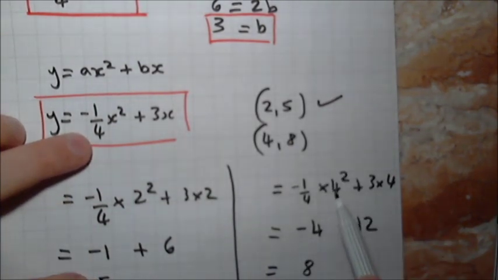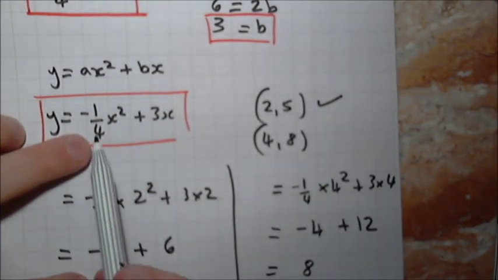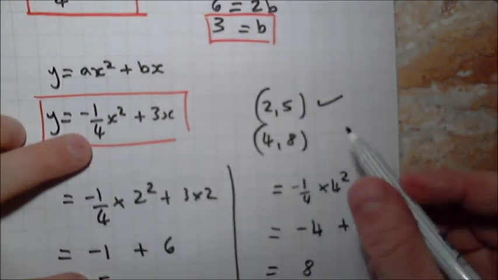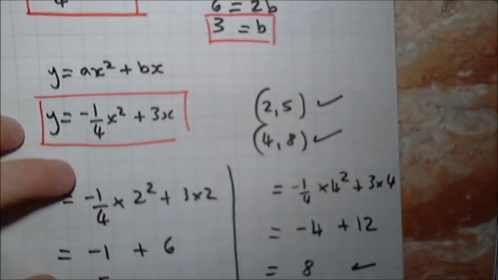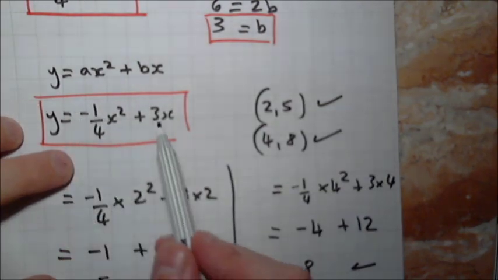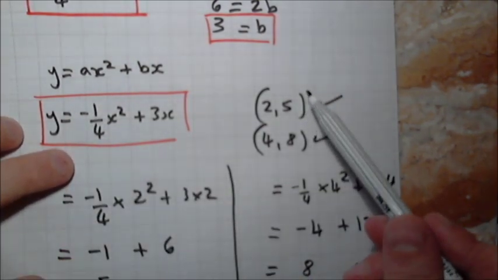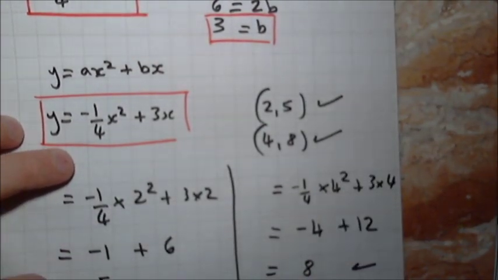Therefore, when I put x equals 4 into our formula, we're getting the y value as 8. Yes, it's worked. We've solved it. We first of all found the formula, then we checked it with the x and y values that were given, the 2 points that were given. We've solved it. Excellent work.